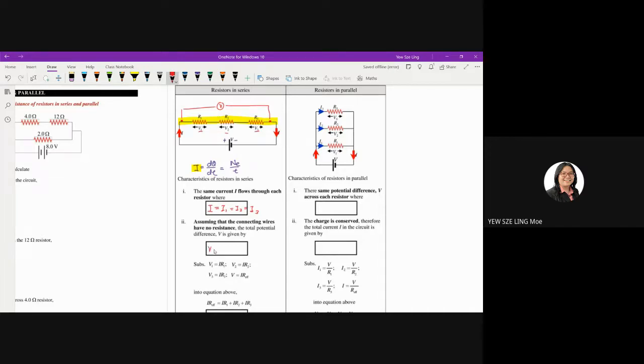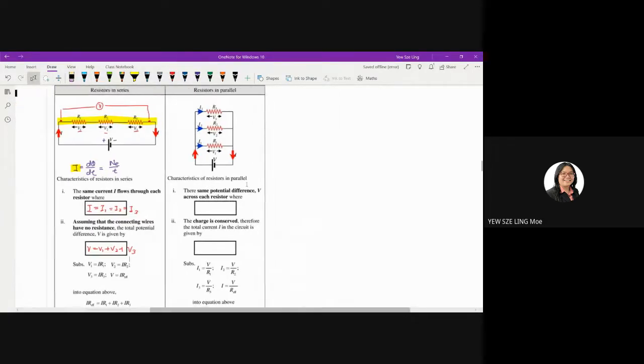Therefore, V total is equal to V1 plus V2 plus V3. All right, so let me go through some theory with you quickly. Okay, kita tengok sedikit theory, sedikit konsep dengan cepat. So let us see now.